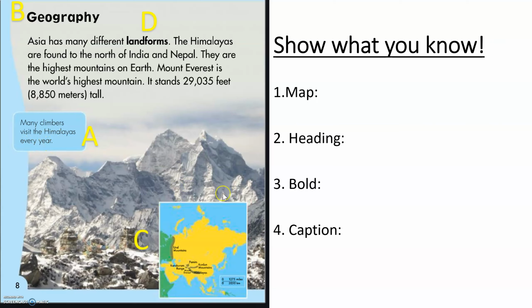And then right down here, we have ourselves a map, and the map has this key down here that tells us how many miles that little space is, and it shows you the different landforms that are around Asia. So as you guys can see, our different text features have letters next to them. This is B, D, A, C.